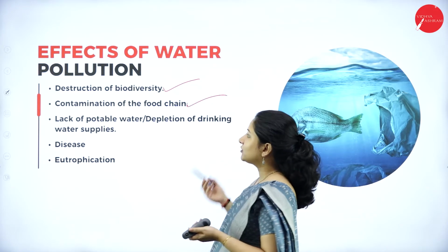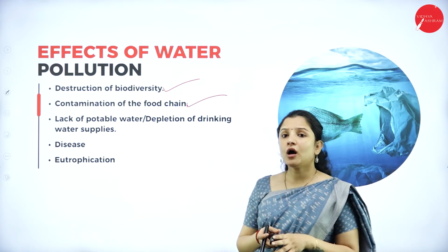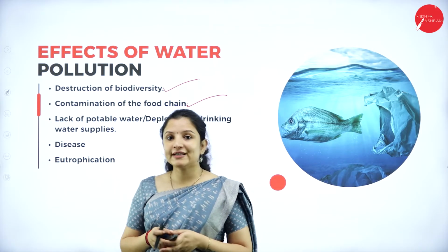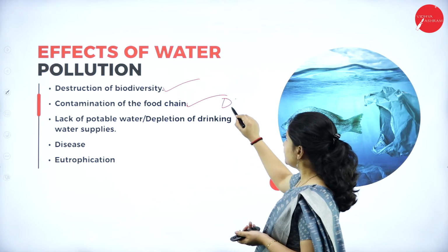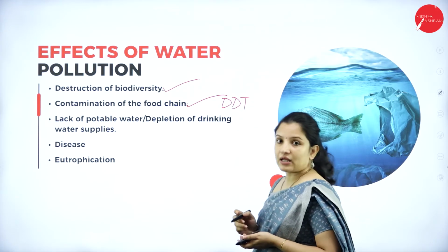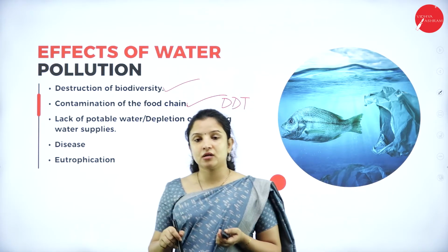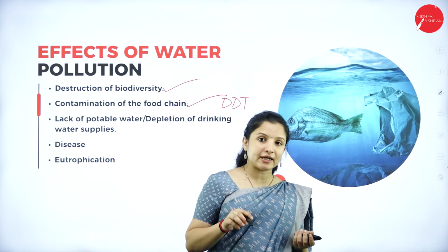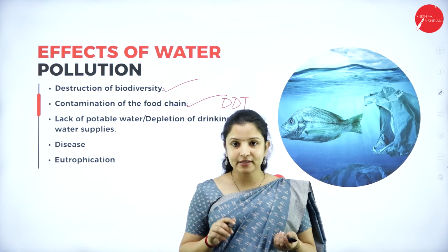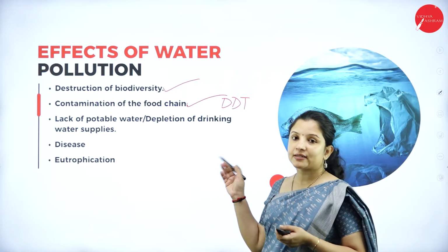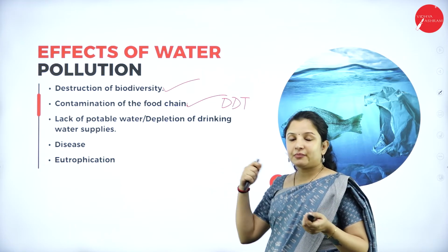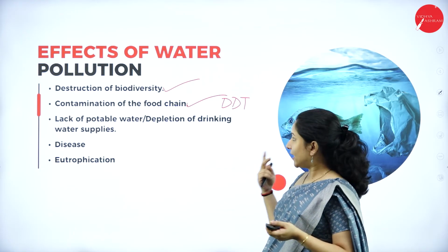Next is, as I told you, contamination of the food chain. How can it contaminate the food chain? There was a chemical called DDT. This DDT was usually used in agriculture, but now it is actually a banned chemical. Why? Because it causes a lot of health issues in human beings. That is why it is banned. Though it is banned, people are still using it as a mosquito repellent. They spray it so that the mosquito larvae get killed. So for that they are using it.